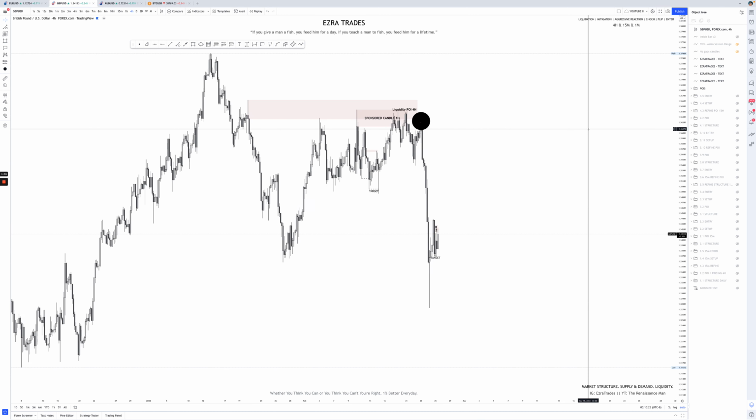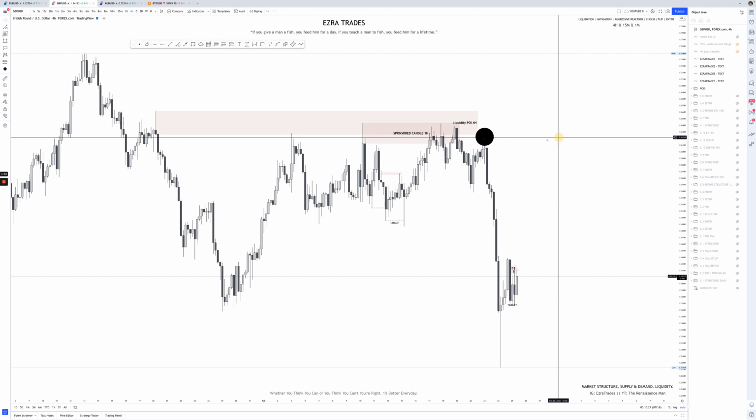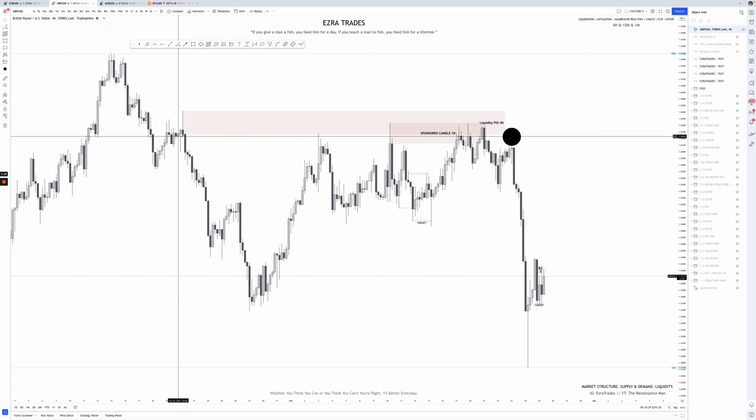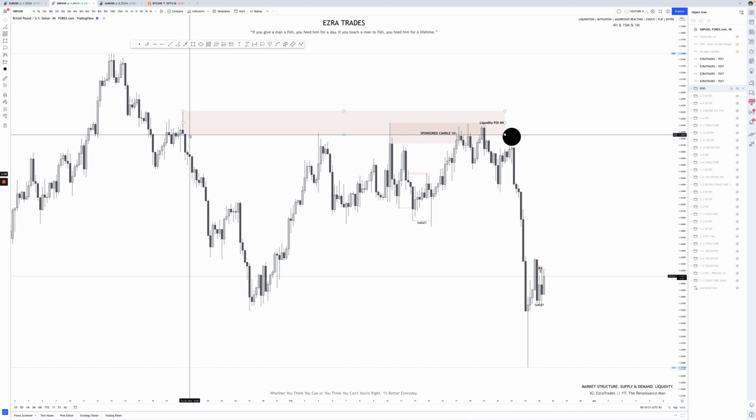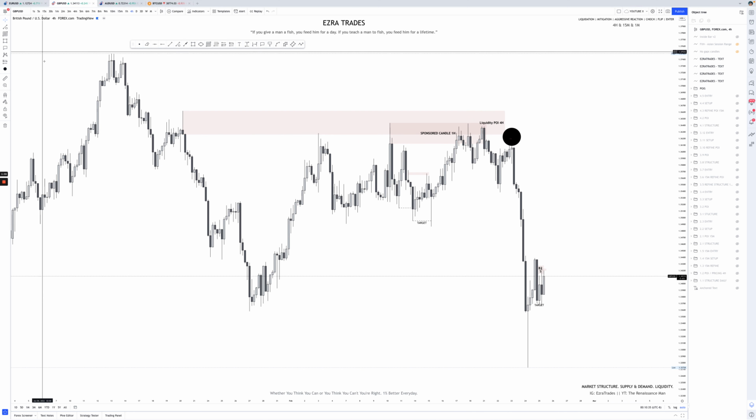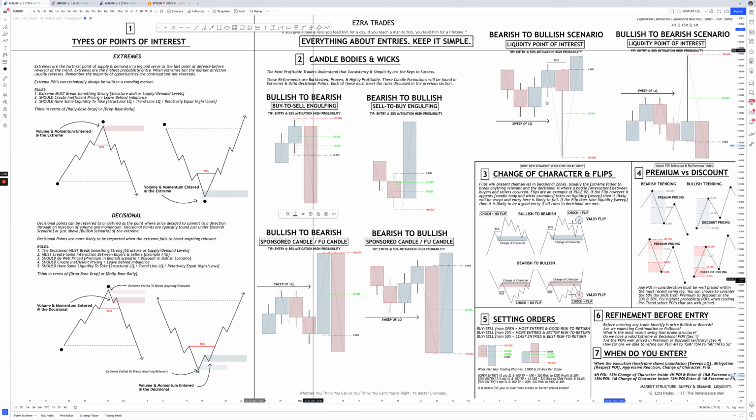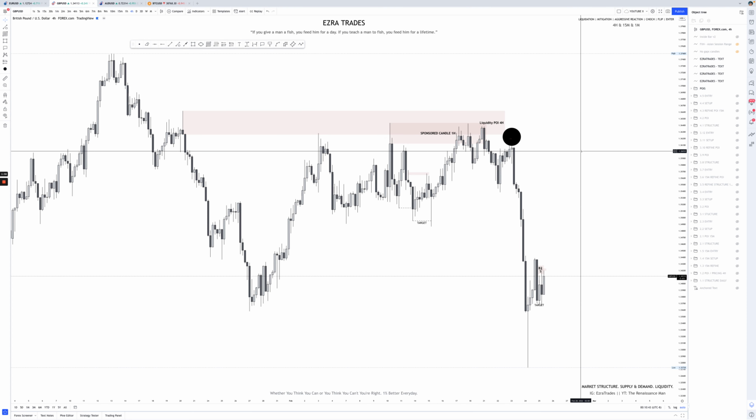I think the 4-hour. Alright, 4-hour here. So this was one of the examples. Here we have a liquidity grab, liquidity POI, swept liquidity. That is the example of what this looks like on the 4-hour, right? Mitigation at the 50%, that's a good entry.